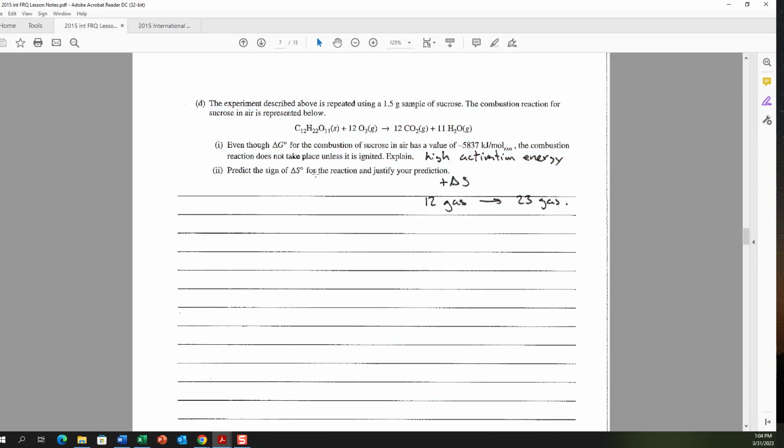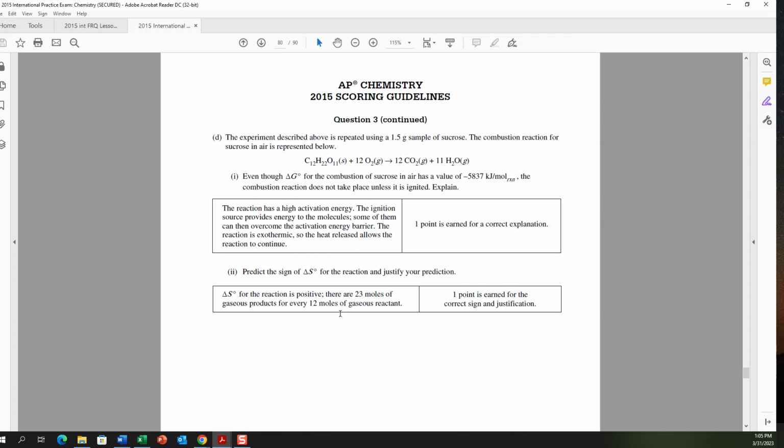Predict the sign of delta S for the reaction and justify your answer. So remember, we have a solid and 12 gas molecules on this side, and then over here we've got 23 gas particles. So a lot more gas particles on the product side. The products are more random, more disordered. So entropy is going to increase, so a positive delta S. And the main thing is, 12 particles of gas to 23 particles of gas. We can kind of ignore the solid there. Yeah, there are 23 moles of gaseous products for every 12 moles of gaseous reactant. There you go. All right.